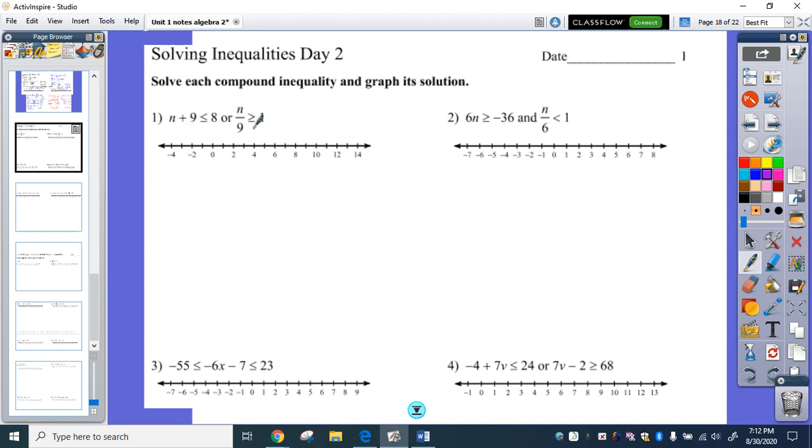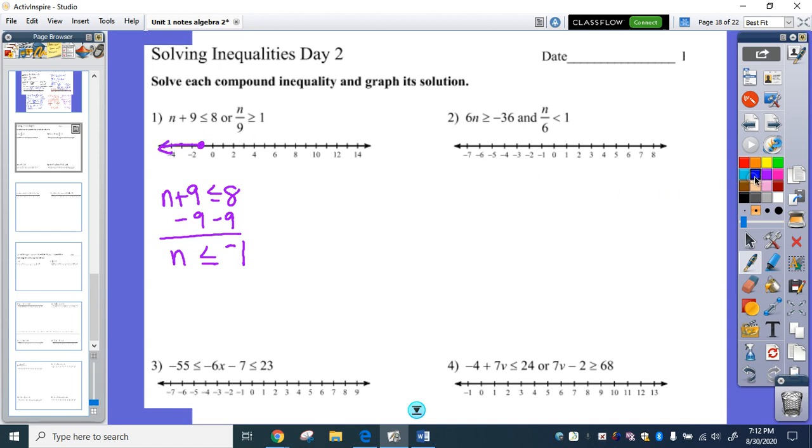So with the ors, remember you're solving each problem independently. So we're going to solve n plus 9 is less than or equal to 8. Nice and easy. Subtract 9 from both sides. We'll get n is less than or equal to -1. So let's graph that. Less than or equal to is a closed circle at -1, and less than shades to the left.